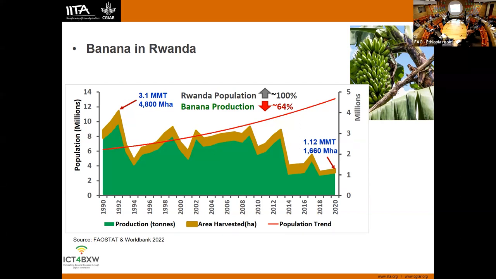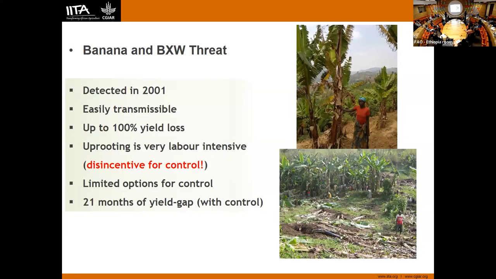And guess what has happened to the population? It doubled, a 100% increase. So we're talking about food security, and there's a decline in the primary food security crop. Start to imagine what the outlook is for this growing population in this country. Okay, now you ask, why is there a decline in banana production?